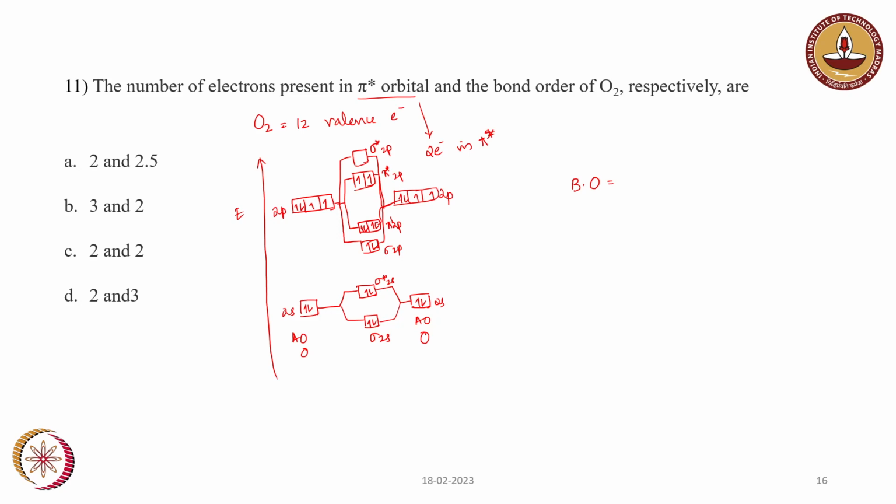Next one is, there are 6 electrons in bonding and 2 electrons in antibonding. So 4 by 2, that is 2. So bond order is 2 and number of electrons in pi star is 2. So option C is the answer.